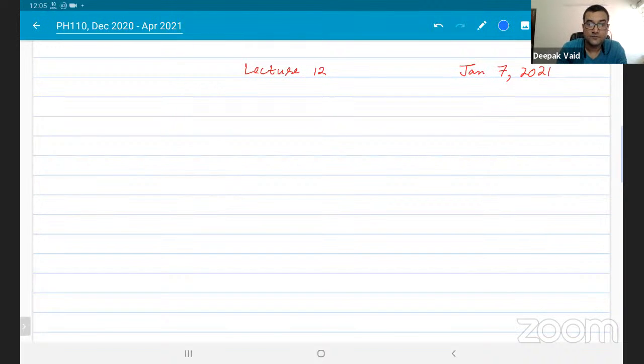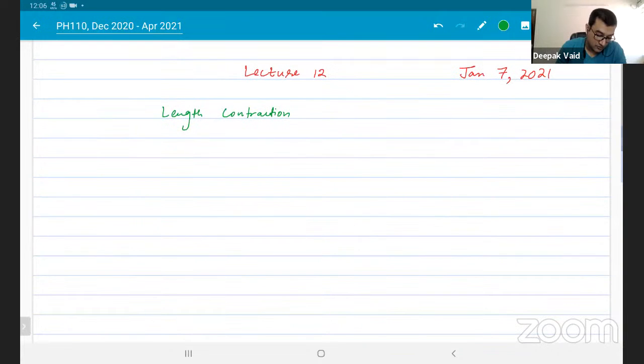Okay, so today we are going to talk about the complementary aspect of time dilation, which is length contraction. Okay, so contraction means to shrink, right?